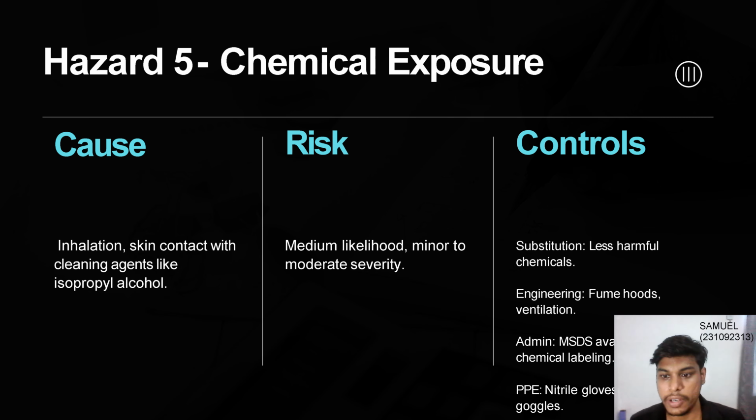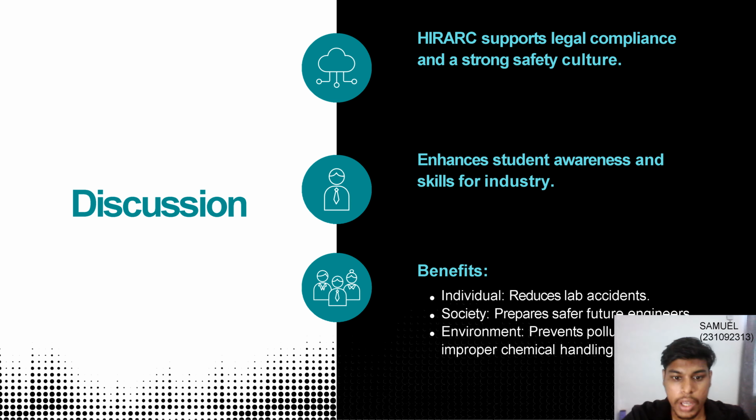Now I'm going to move on to the final part, which is the discussion. First, applying the hierarchy not only complies with law but also builds a strong safety culture. Students need to learn to assess risk, follow safety protocols, and become more responsible engineers. On a broader level, it reduces accidents and medical costs. It also protects the environment from spills or pollution. It encourages sustainable lab practices, and the FKTE lab becomes a model for safety by teaching real-world hazard management skills to students. That's all from me. I'll pass on to my next friend.